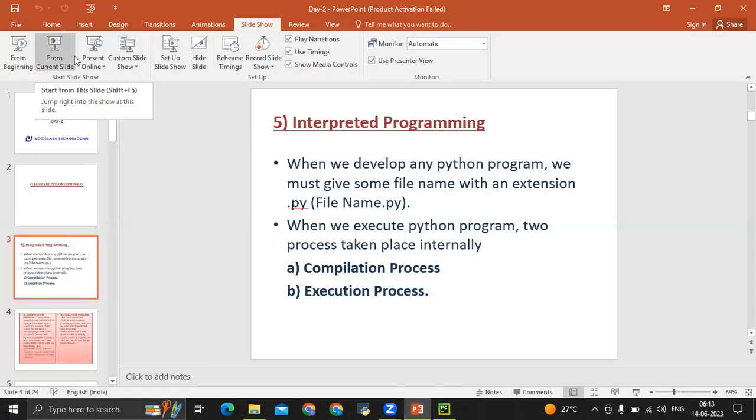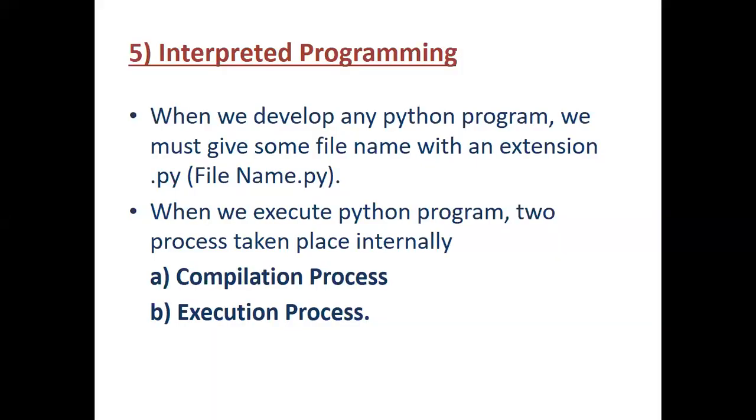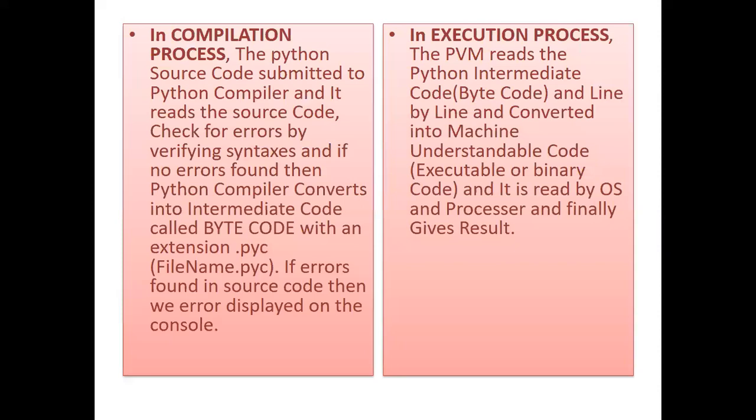Okay. Now, when we execute a Python program, two processes take place internally. Now, what are those processes? One is the compilation process and the other is the execution process. Students, what do we understand by compilation process? The source code is submitted to the Python compiler and it reads the source code, checks for errors by verifying the syntax. If no error is found, then the Python compiler converts it into the intermediate code called bytecode with an extension .pyc. If an error is found in the source code, then the error is displayed on the console.